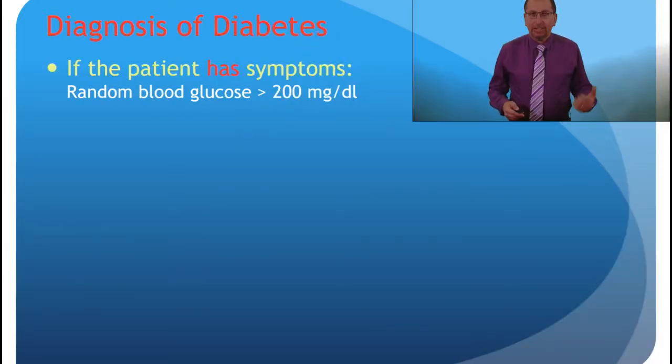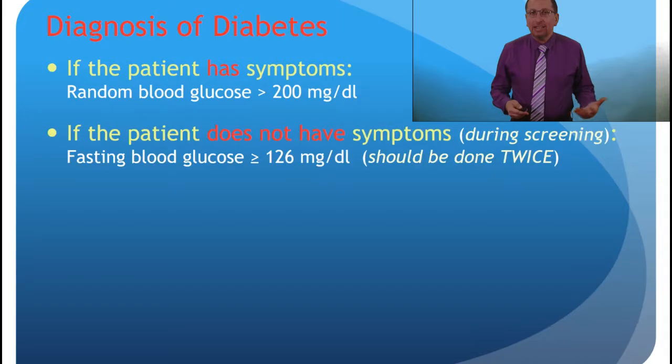Now, how to diagnose diabetes? Well, it depends. If the patient is symptomatic already, polyuria, polydipsia, polyphagia, or peripheral neuritis, any symptoms that suggest diabetes, it's enough to have a random blood glucose more than 200. This, together with the symptoms, will be enough to diagnose diabetes.